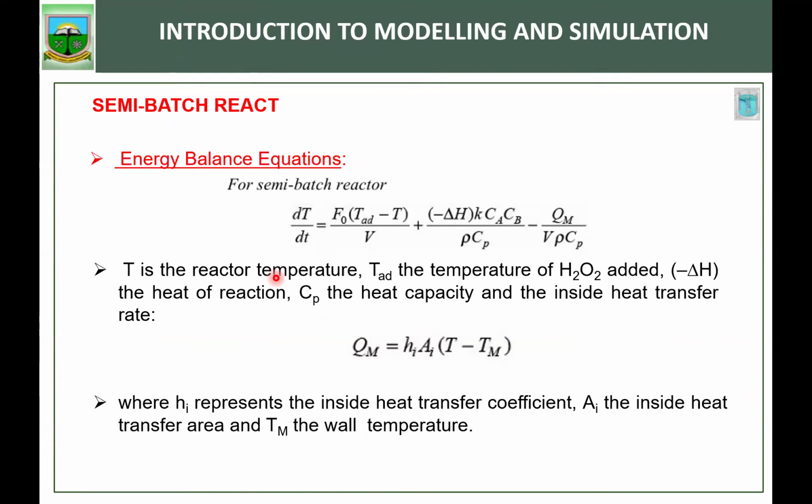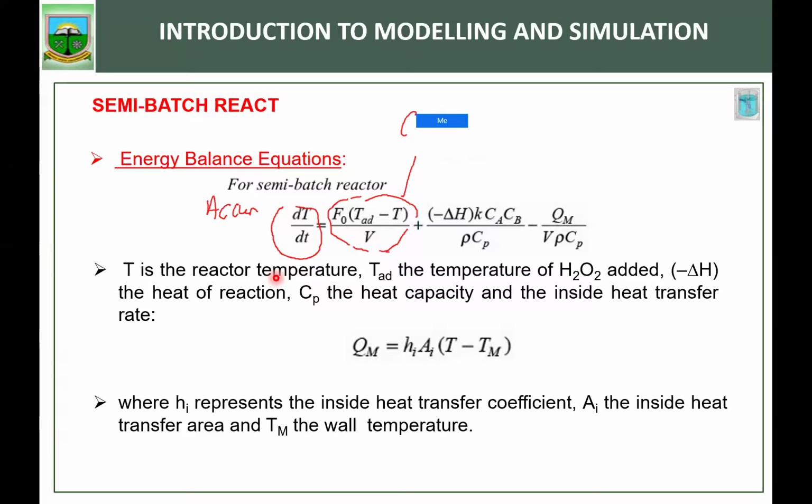To the energy balance. Let's go to the energy balance for a semi-batch reactor. For the energy balance of a semi-batch reactor, just like the other one, you see, we have 3 terms here. So let me just make it 4. Let's say it's 4. Why are we having 4 terms here? We'll take each term one after the other and explain them. The first term here is the accumulation of energy.